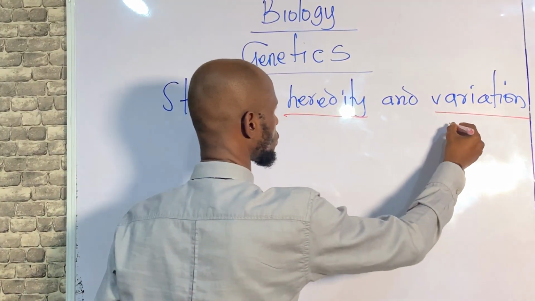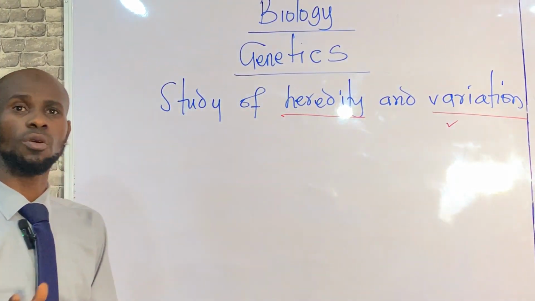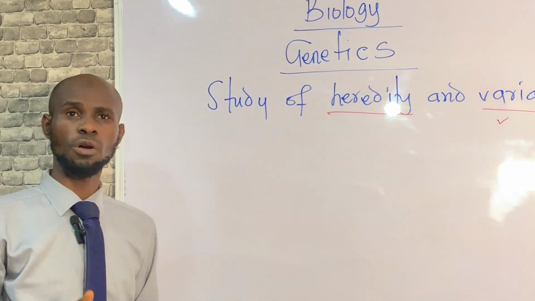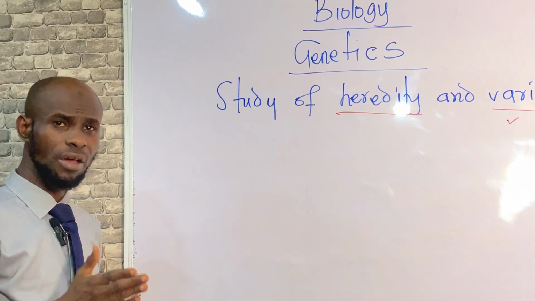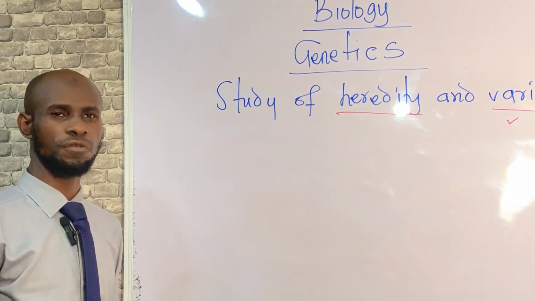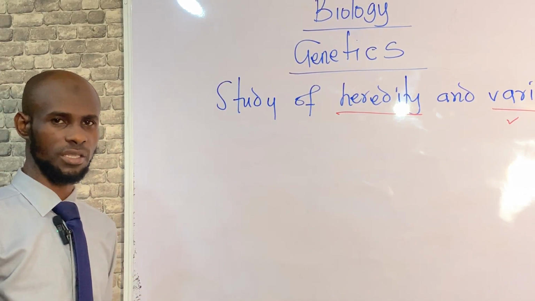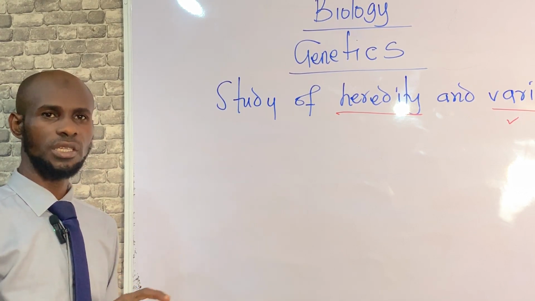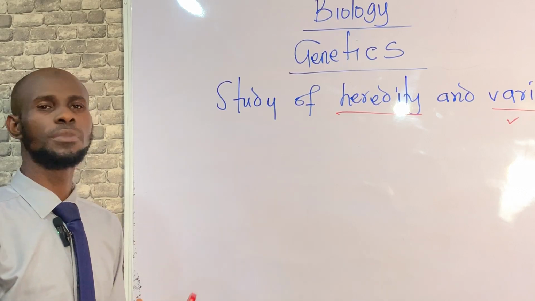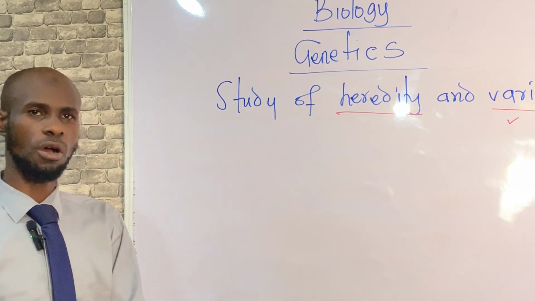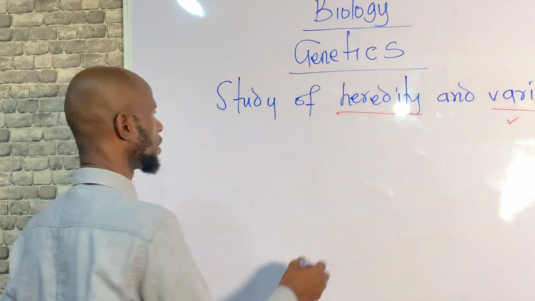We have talked about variation. That is the difference that occurs among organisms of the same species. So what is heredity? Heredity is a transfer of inheritable characters. Let me repeat again. The transfer of inheritable characters from parents to offspring. So let's have the definition.